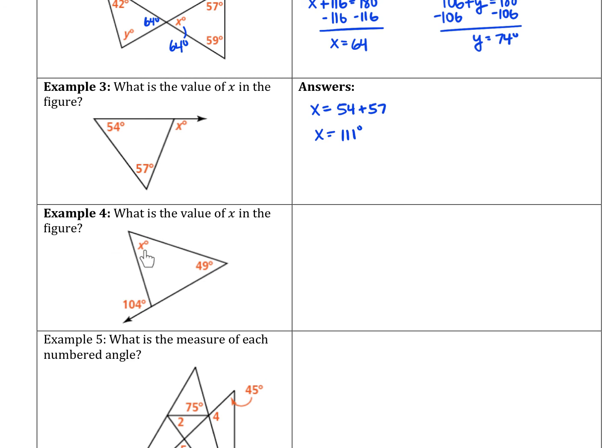Example 4, we have to find x again. We'll notice that we have an exterior angle right here at 104. x is one of the remote interior angles for that exterior angle, and the other one's 49. So I could say that this 104-degree angle should equal x plus 49. That exterior angle should equal the sum of the remote interior angles. So now if I just subtract 49 from both sides, then I'm going to have 55 for my value of x.